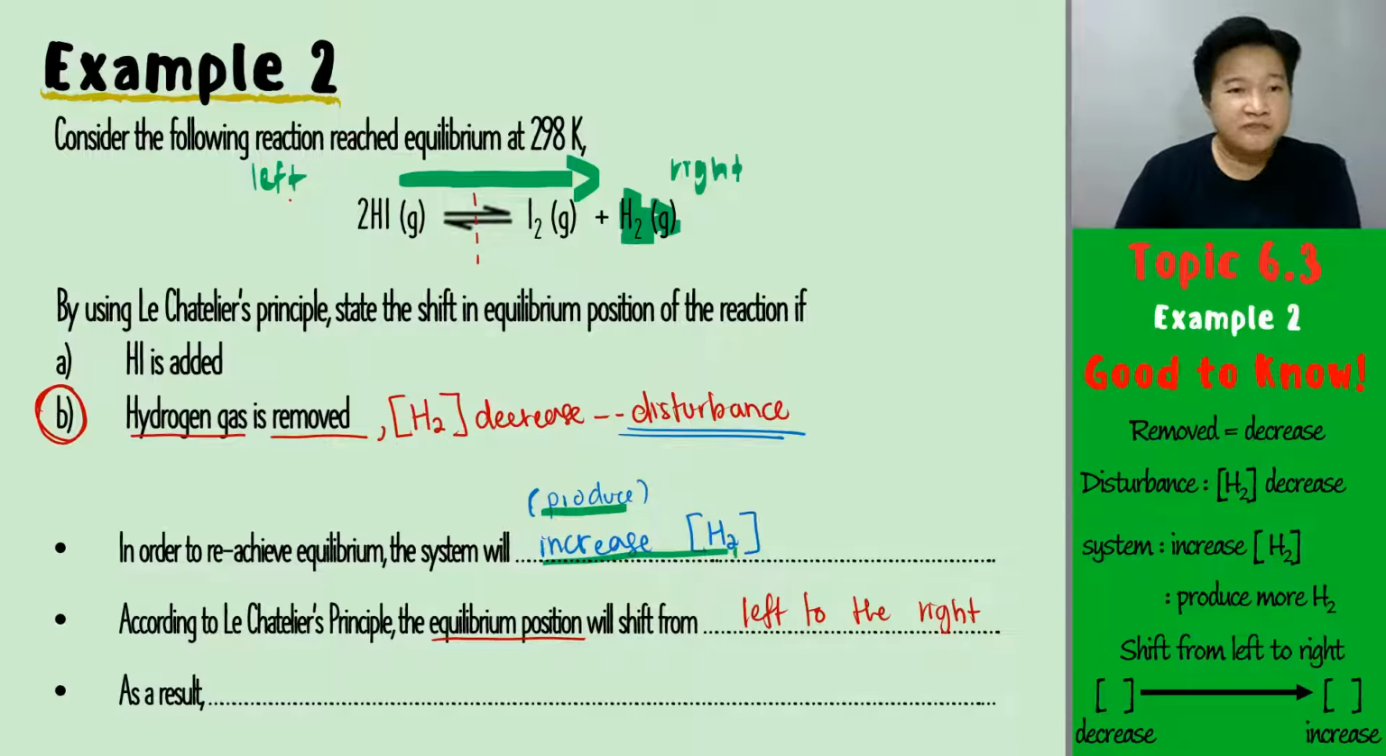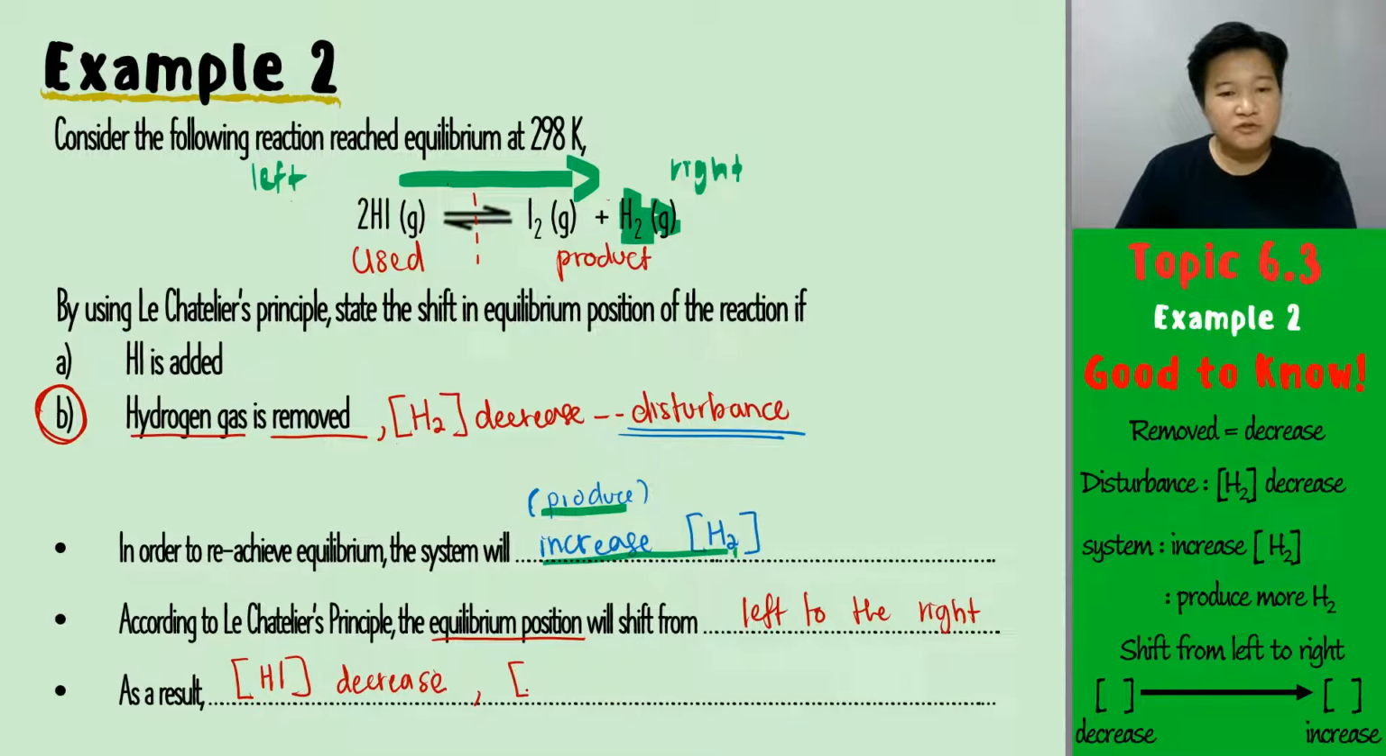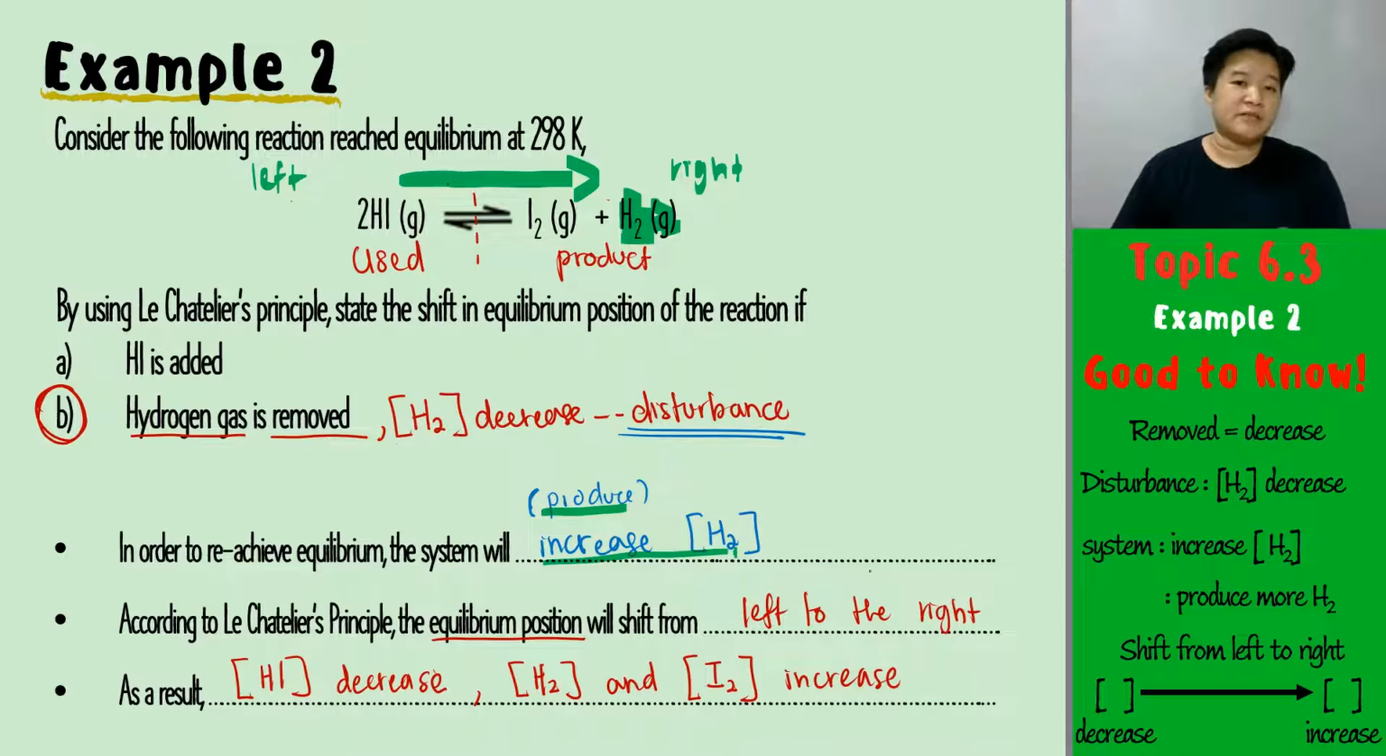And since we are shifting from the left to the right, this guy will be used and over here will be produced. As a result, the concentration of HI will decrease because we are using it, alright? While the concentration of H2 and the concentration of your I2 over here will increase because we are shifting from the left to the right. We are producing the I2 and H2.